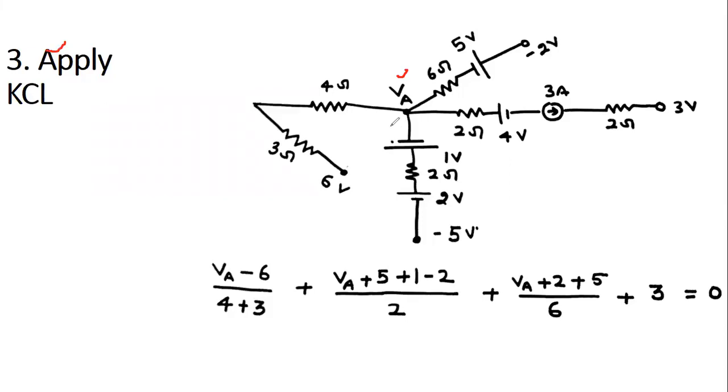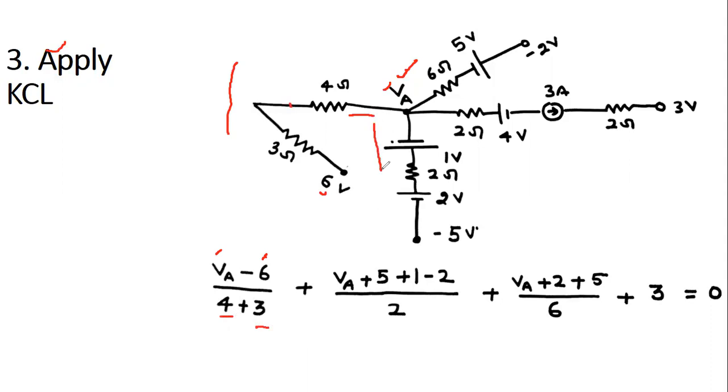So here we have a part of a circuit, and we are applying KCL at node A. The first current is in this direction. The potential of this node is VA and this is 6, so the potential difference is (VA - 6) divided by the resistance, which in this branch is 4 plus 3. This is the first current.